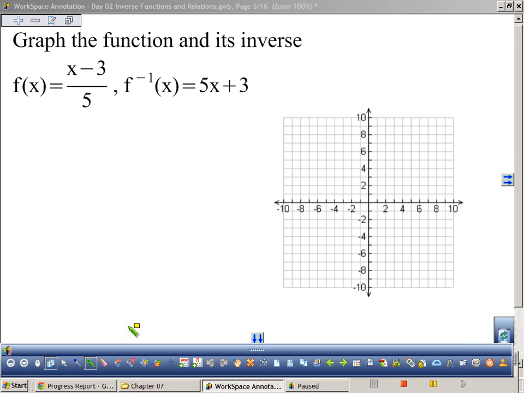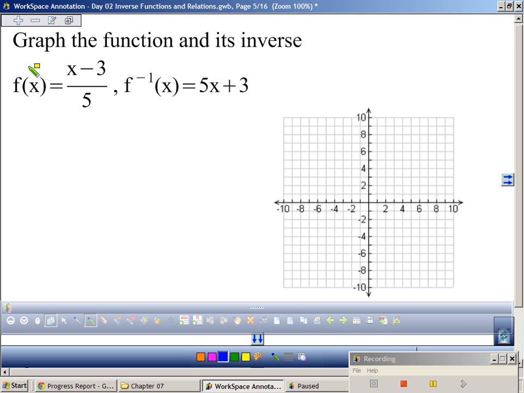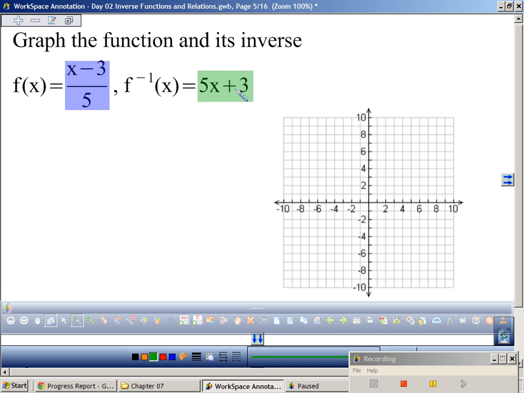So now I'm going to graph the function and its inverse. So when I graph, let's make this one blue and this one green. Which one should I start with? I like green. Let's graph that. How do I graph that? Up 3. Up 1, 2, 3, 4, 5 over 1. Or maybe some of you do down 1, 2, 3, 4, 5 over 1.